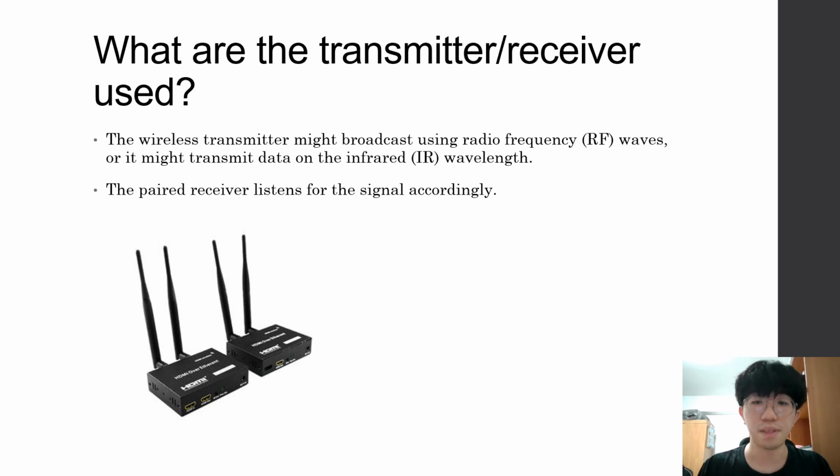What are the transmitter and receiver used for? The wireless transmitter might broadcast using radio frequency (RF) waves, or it might transmit data on the infrared (IR) wavelength, and the paired receiver listens for the signal accordingly.